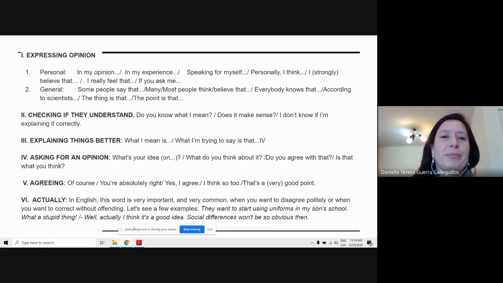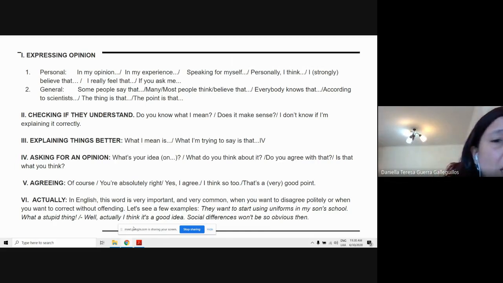If you ask me, in general opinion, you can say, some people say that, ven que es general, many or most people think or believe that, everybody knows that, according to, y ahí pueden citar, ahora yo puse scientists, pero pueden citar a otro compañero, a otro colega, according to the director of the company, or according to the project manager, according to the main engineer of this project, etc. The thing is that, the point is that.